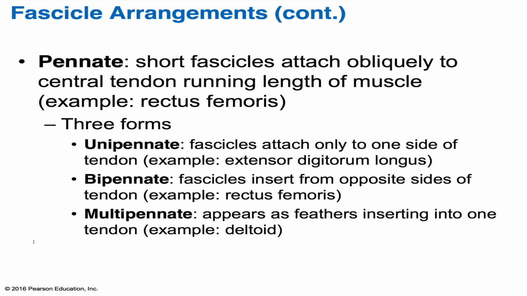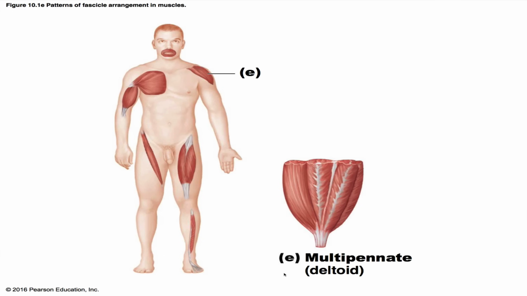Now, a multipennate arrangement looks like many feathers situated side by side with all the quills inserted into one large tendon. The deltoid muscle, which forms the roundness of the shoulder, is an example of a multipennate fascicle arrangement. So here's an example of this arrangement. Again, this is a deltoid muscle.